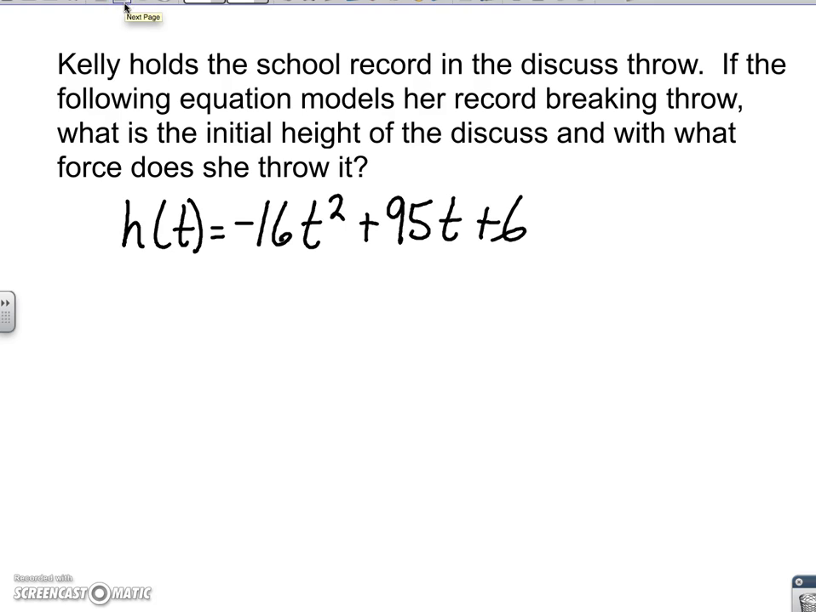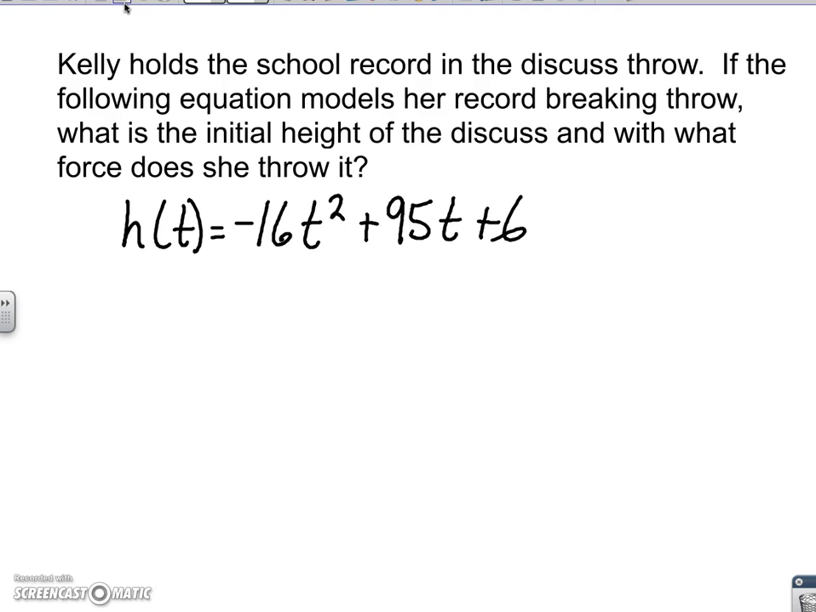All right. Kelly holds the school record in the discus throw. If the following equation models her record-breaking throw, what is the initial height of the discus and with what force does she throw it? Oh, man. So switch things up on us. Now they give us the function here. So what are we looking at? What force does she throw? What is her initial height?